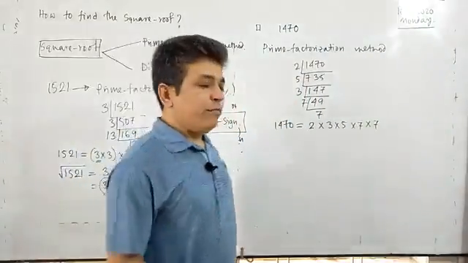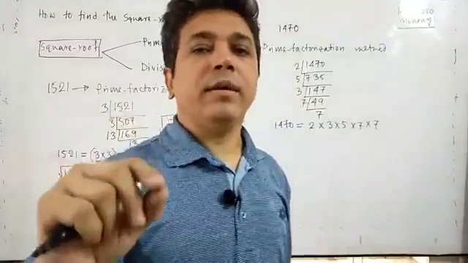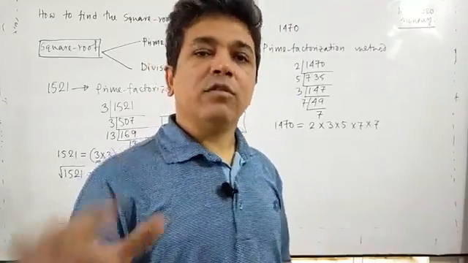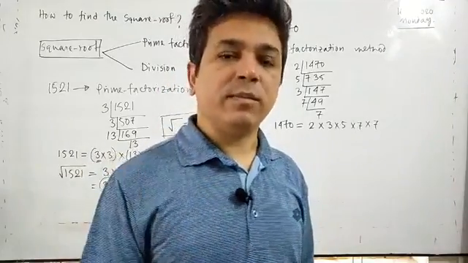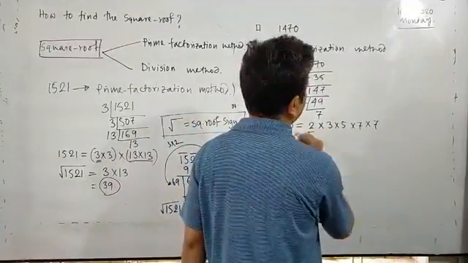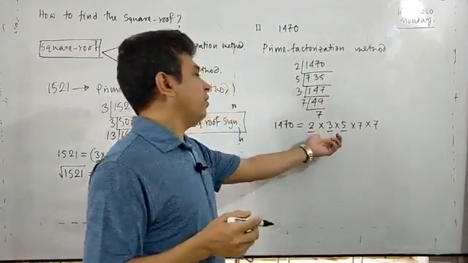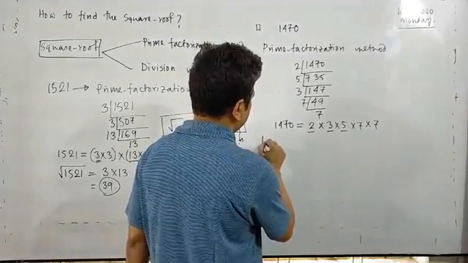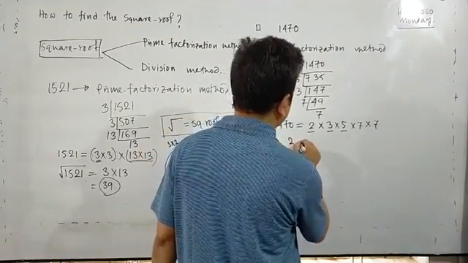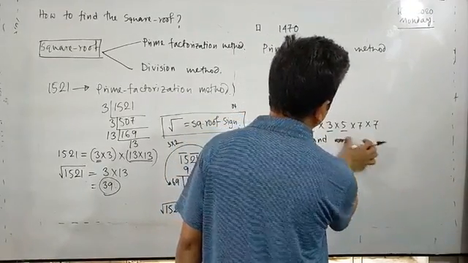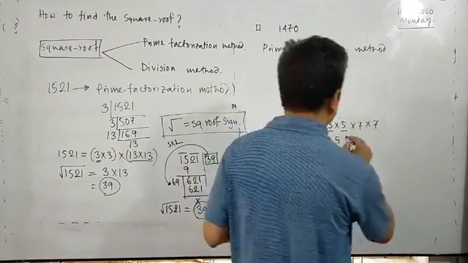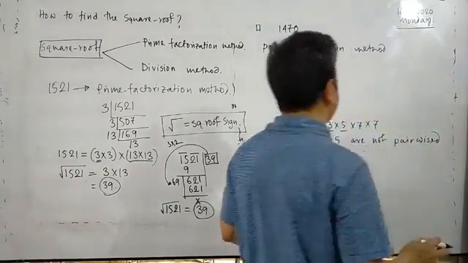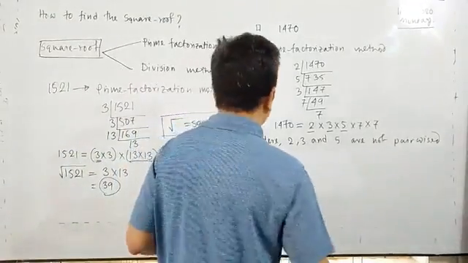Okay, so look at that. For getting a square number, all of the prime factors must be pairwise. So look at that here. 2 is a prime factor, 3 is a prime factor, 5 is a prime factor, but these 3 factors, 2, 3 and 5, are not pairwise.